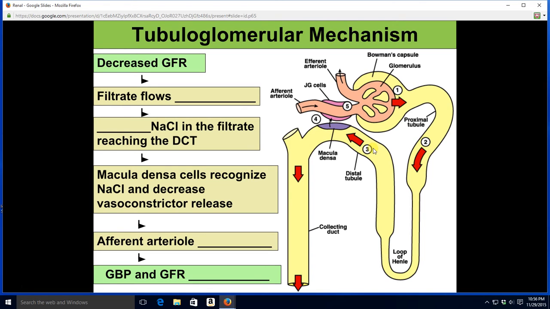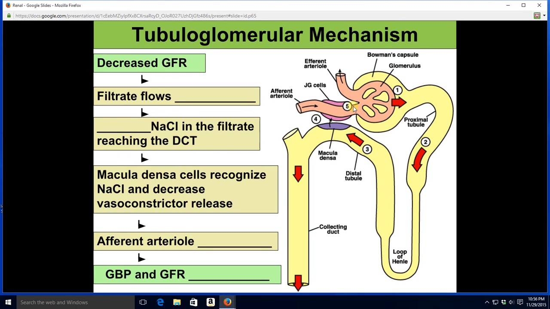chloride in the filtrate. This is going to be recognized by a group of cells collectively called the macula densa. They're going to tell the afferent arteriole, hey, don't constrict so much, which is going to make it dilate, which is going to make more blood rush in here, which is going to bring the blood pressure and the glomerular filtration rate both up. All right, wonderful.